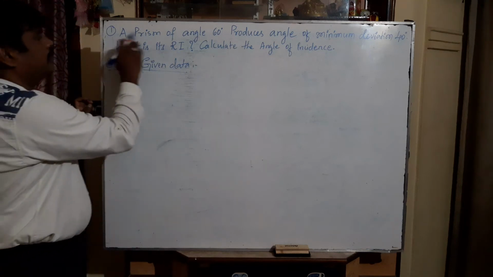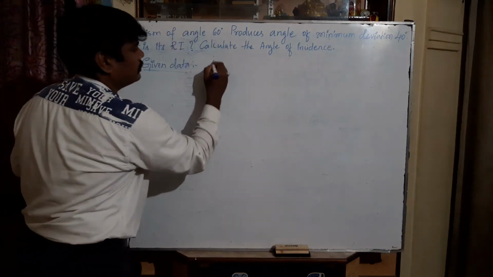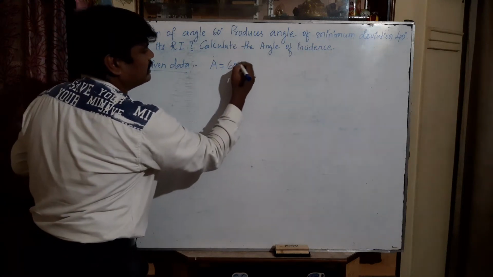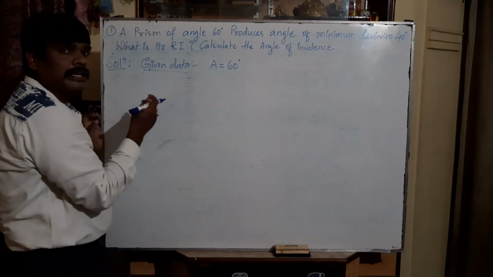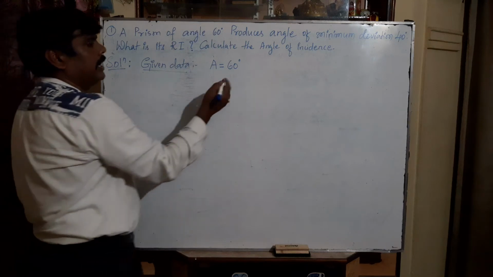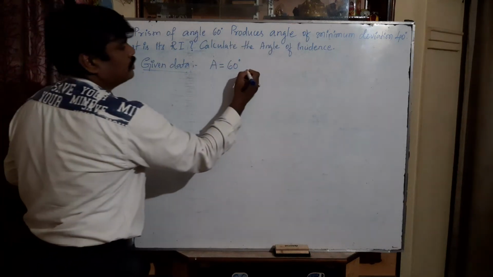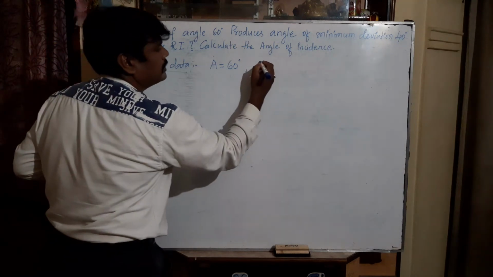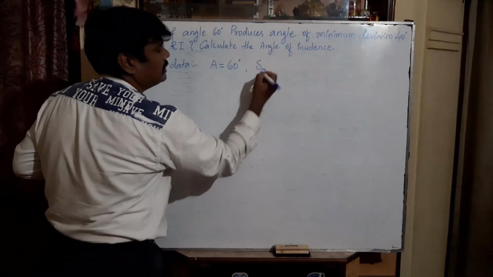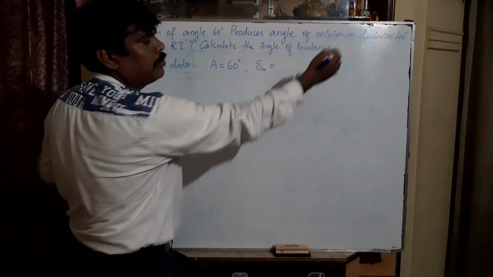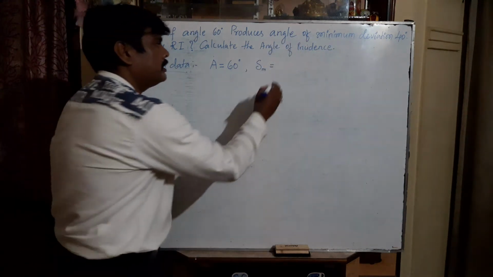See, a prism of angle 60 degree. To represent the angle of prism, A, the angle of prism is given. How much is the angle of prism? It is 60 degree. And the next one produces an angle of minimum deviation. Minimum deviation is represented by delta subscript m, or you can take capital D. How much is given? 40 degree. The angle of minimum deviation is 40 degree.